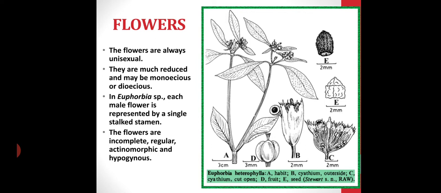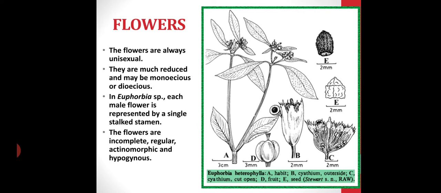Next, coming to flower characteristics. The flowers are always unisexual because the family comes under the series Unisexuales. So unisexual flowers are there. They are much reduced and may be monoecious or sometimes dioecious. In Euphorbia species, each male flower is represented by a single stalked stamen. The flowers are incomplete.